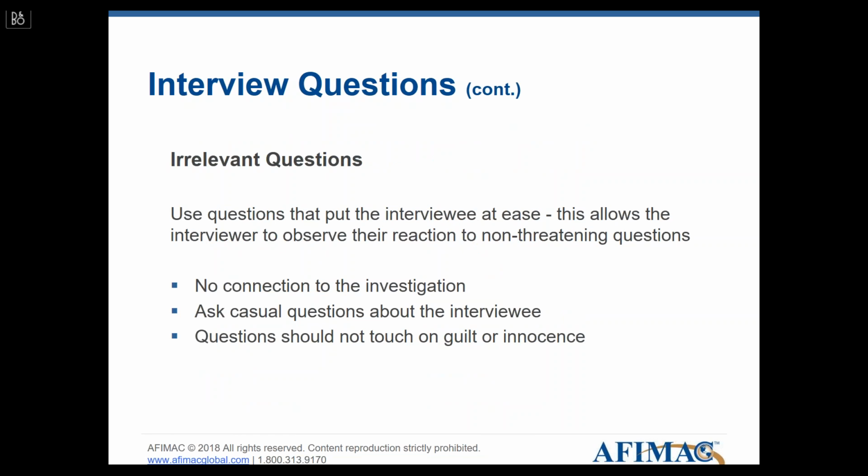So irrelevant questions, these are questions you use to put the interviewee at ease, and this allows the interviewer to observe their reaction to non-threatening questions. These questions tend to be not connected to the investigation. They tend to be casual in nature, and they don't touch on guilt or innocence.